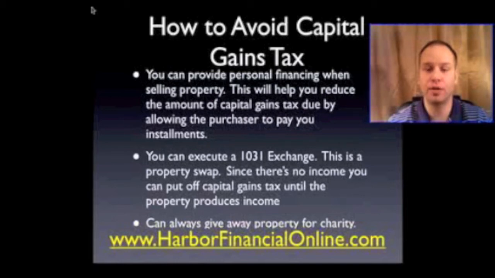You can also execute what's called a 1031 exchange. This is when you have a property swap. Since there's no income involved in the swap, there's no capital gains tax owed until the property you receive produces some kind of income. Then you have capital gains tax as a result. But a property swap, a 1031 exchange, is a good way to avoid the capital gains tax.